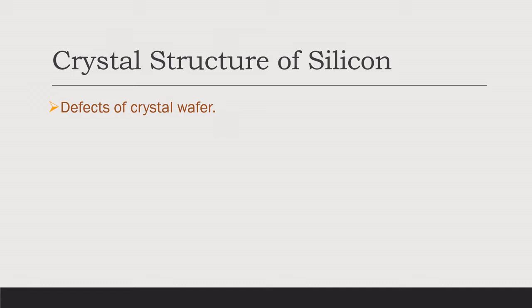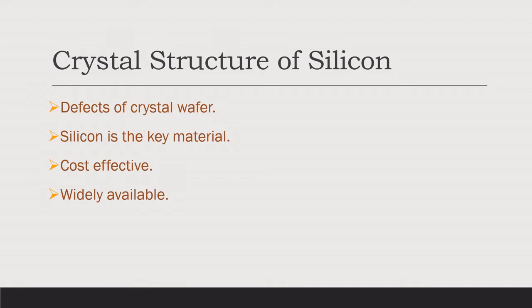Okay, so we already saw that silicon is the key material. Silicon has one advantage, that is the cost advantage. And also silicon is widely available in nature and in the market, most of it in silicon dioxide form. So these are the previously discussed topics.